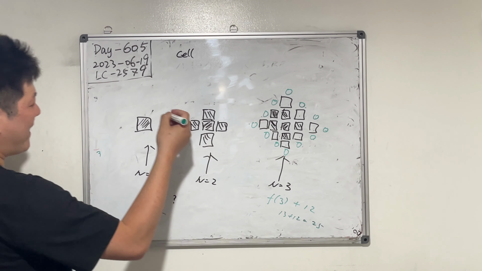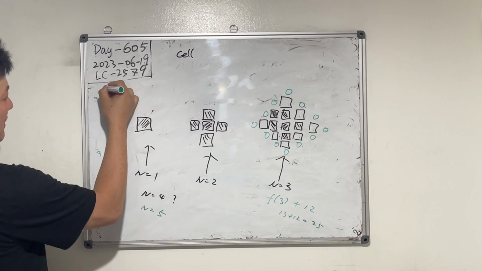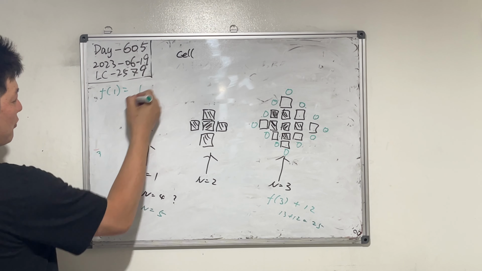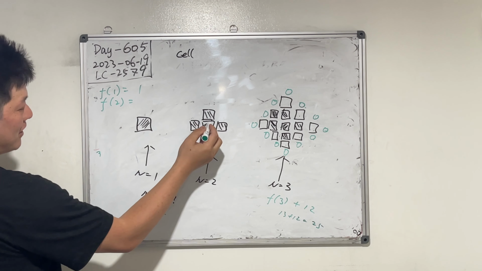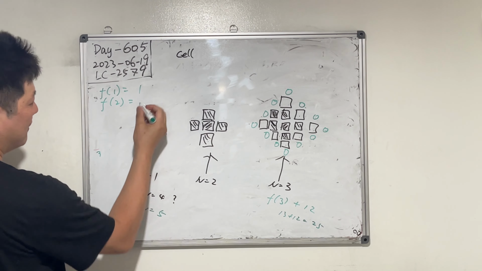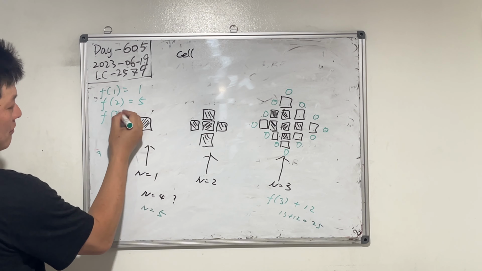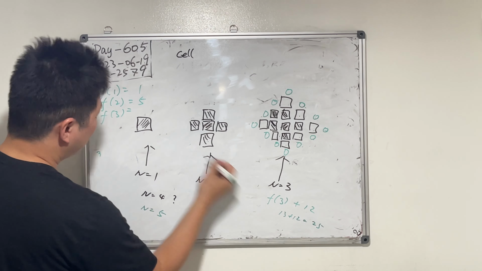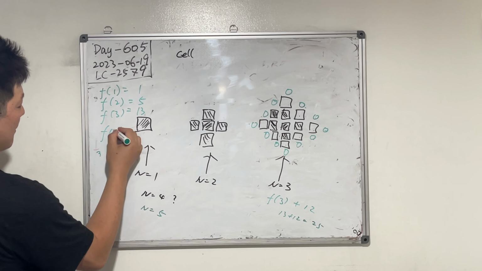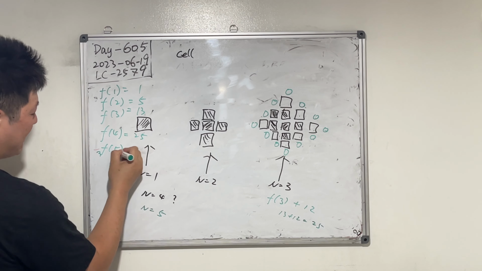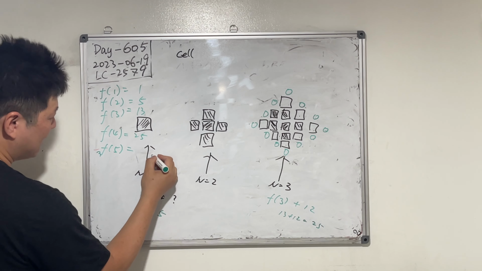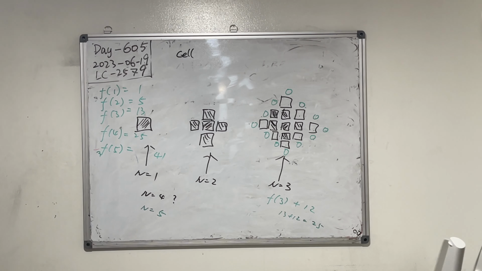So let's put the F values. F1 equals 1. F2 equals 5. F3 equals 13, right? F4 equals 25. And then you're saying F5 equals 41? Yeah, I think so. Okay, so do you notice any patterns here?